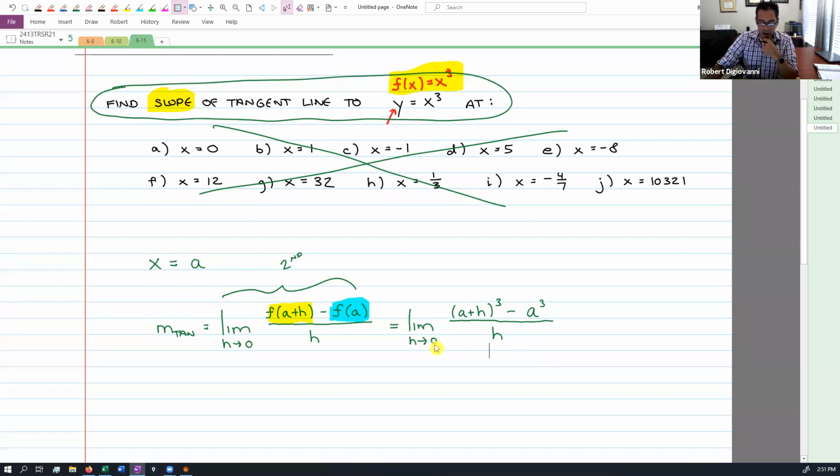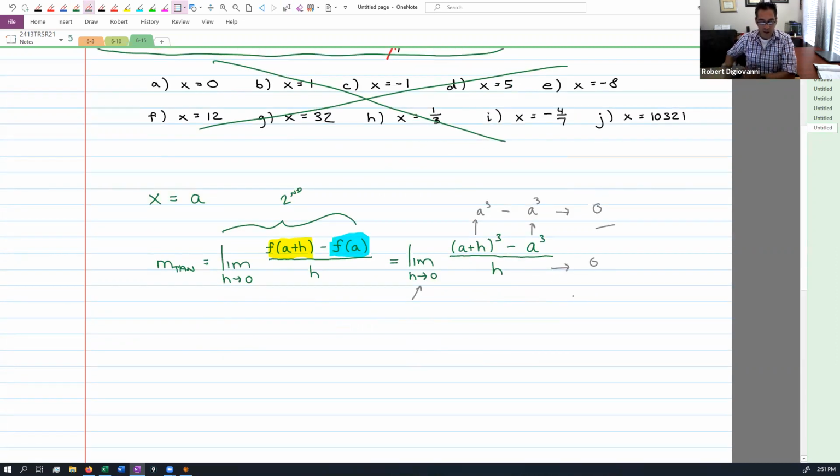Now, if I let h go to 0, if h actually went to 0 here, this would turn into a cubed. We'd be subtracting, which would give you 0. And on the bottom, h goes to 0. So we do still, in fact, have 0 divided by 0. So we need some algebra.